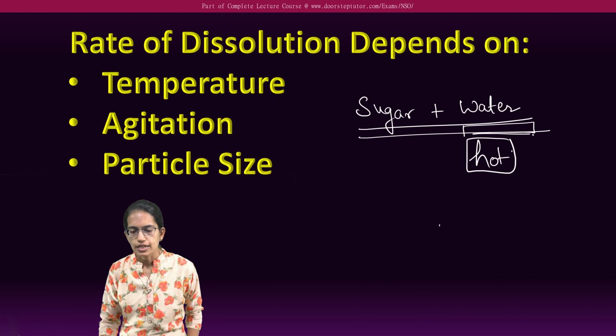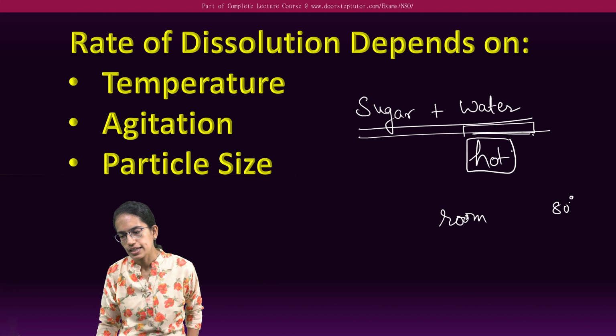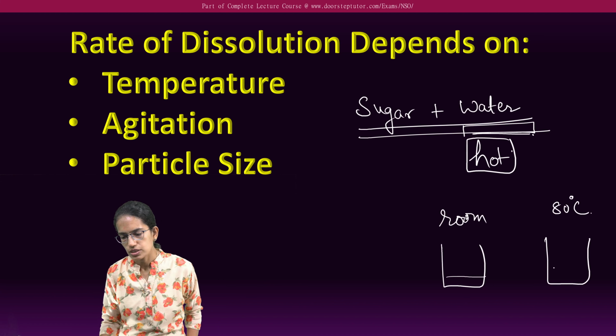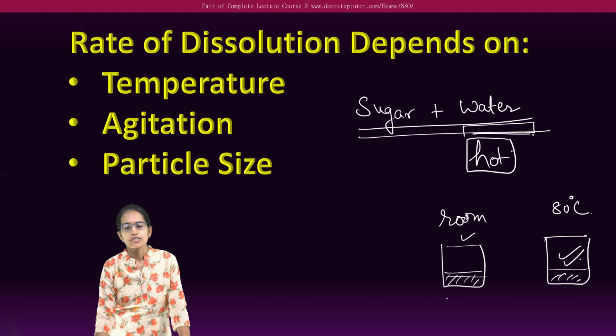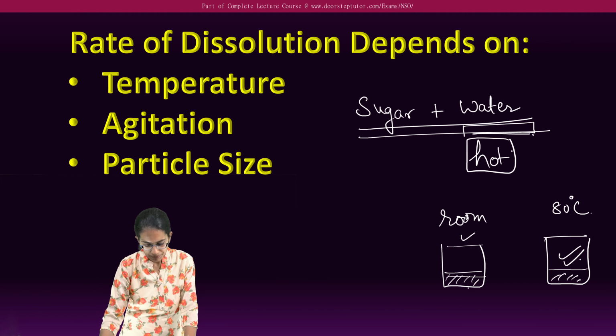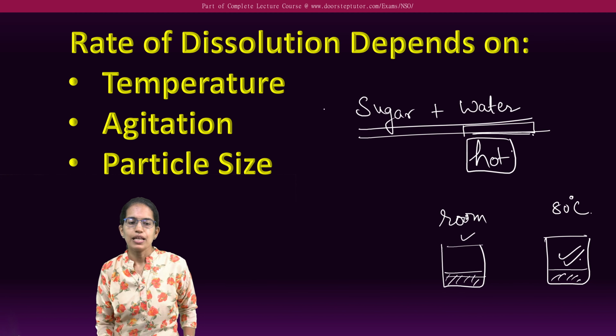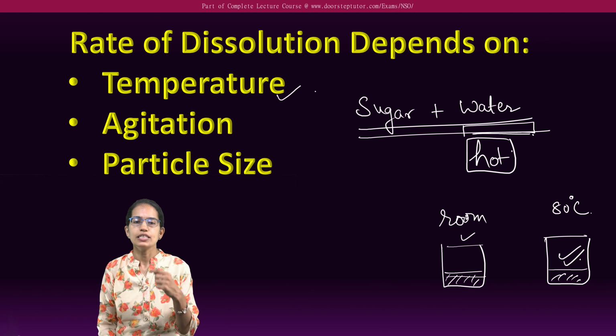One water is at room temperature and one water is, let's say, 80 degrees Celsius. I am putting an equal amount of sugar in it. So this is the amount of sugar that I am putting in this flask. The amount of sugar that I am putting is the same. This would take less time to mix in comparison to the one at room temperature. The reason being simple: higher the temperature, faster it dissolves.